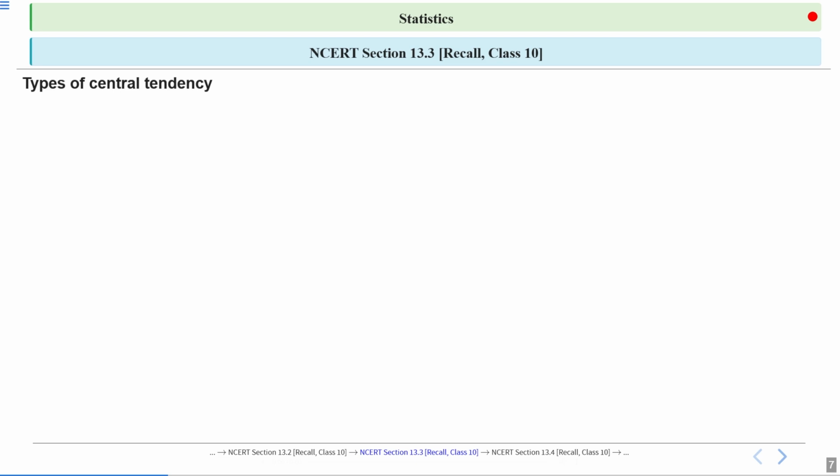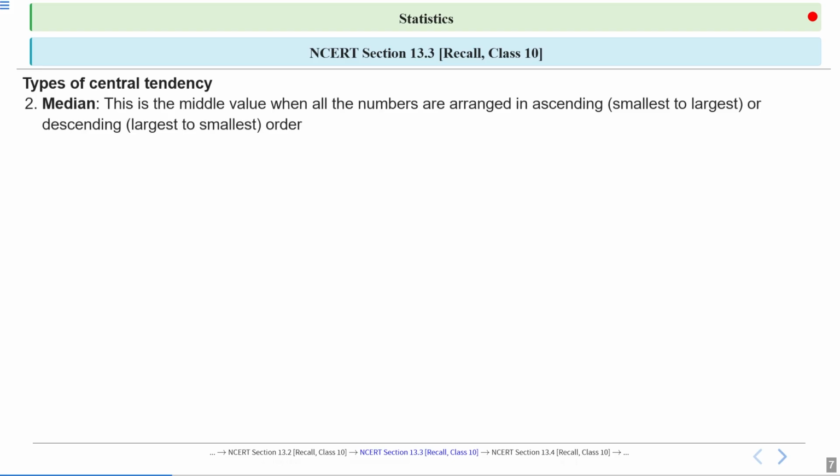Now we will talk about another type of central tendency. Here we will basically discuss the median. The median is the second type of central tendency. So what is the median? The median is the middle value when all the numbers are arranged in ascending order, smallest to largest, or descending order, largest to smallest.